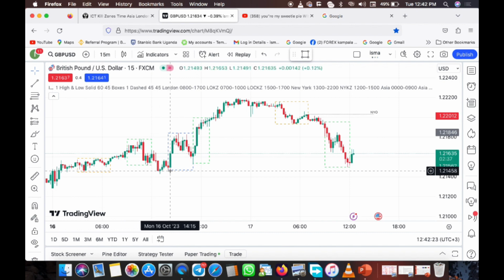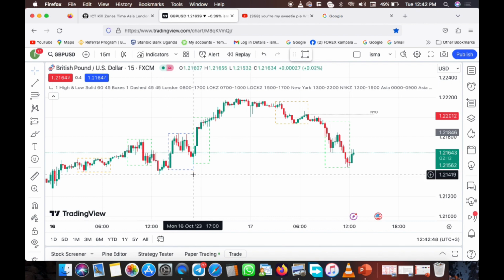Then second last, we have the New York kill zone. According to New York time, it opens at 7 a.m. and then closes at 10 a.m. That is New York time. This means that if you're someone in Uganda or in Africa, this is about 2 p.m. to 5 p.m. This hour down below here is 17 because it's a 24 hours clock.